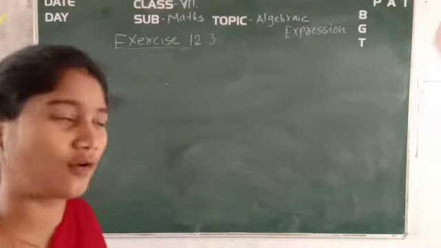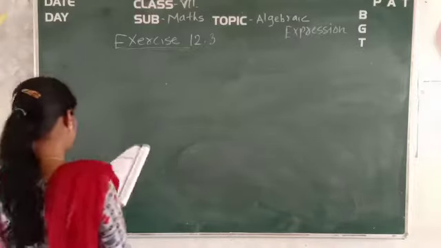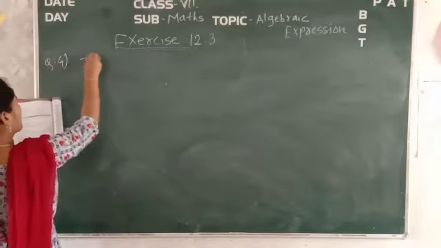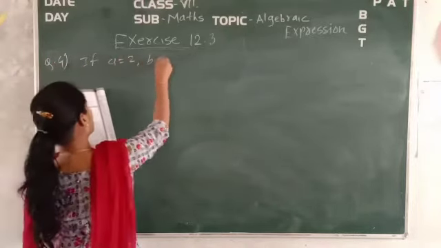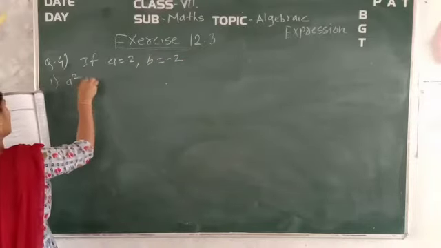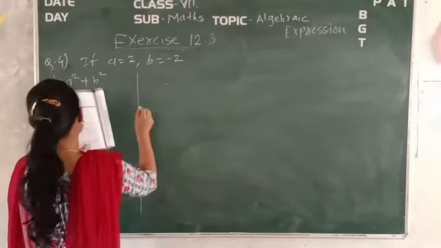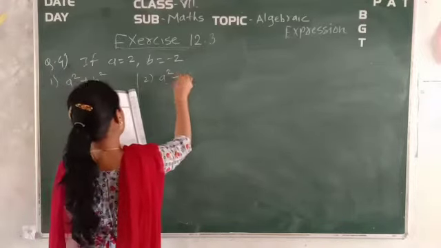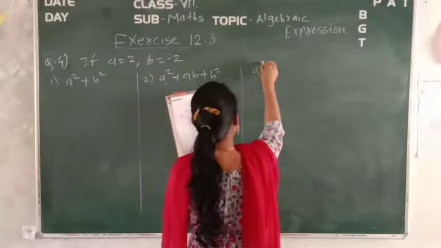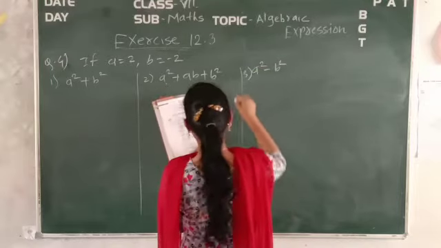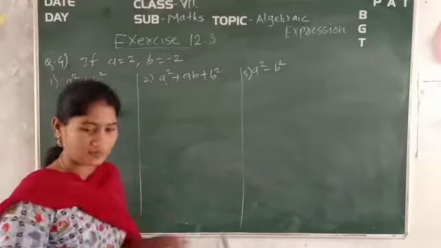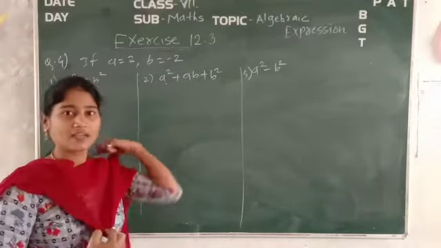Now how will question number 4 go? See, I have question number 4, and here they are asking, if a is equal to 2 and b is equal to minus 2, find the value of the first expression, a square plus b square. The second expression is a square plus ab plus b square. And the third expression is a square minus b square. Now the questions are exactly right. The value of a is plus 2, the value of b is minus 2. Let's calculate it. How can we solve it?